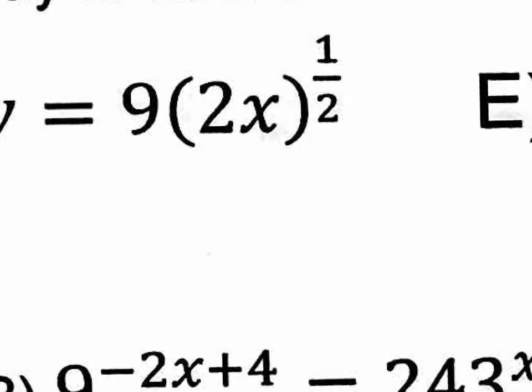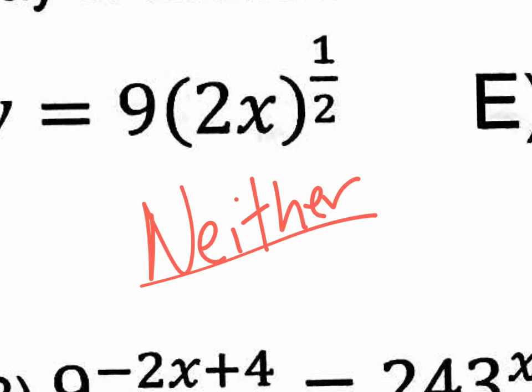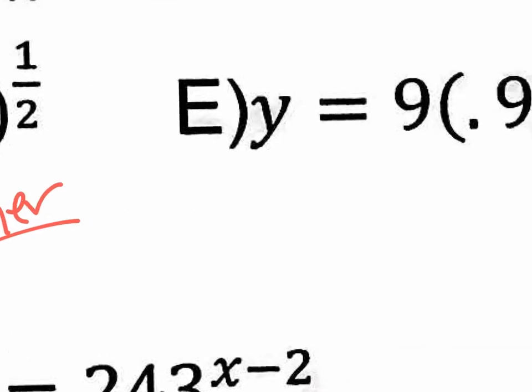What's this guy over here? Is this an exponential growth or a decay function? Tricky. It's a trick question, right? What do I mean by that? This is not even an exponential growth or decay. Why not? Because the variable is not up there in the exponent. So this is neither. It's definitely not a growth function or a decay function because there is no variable in the exponent. Let's see over here. How about this guy?